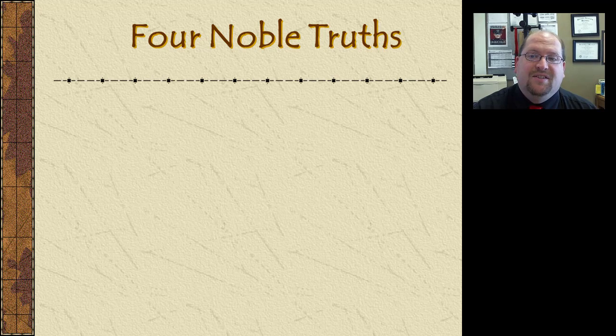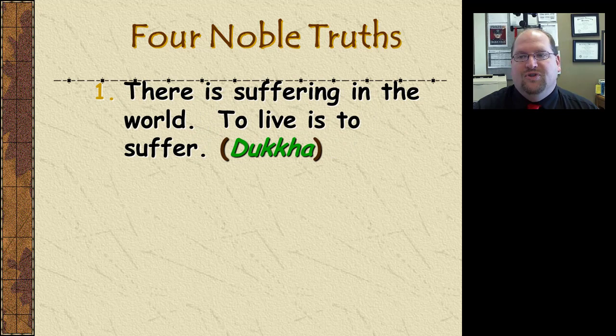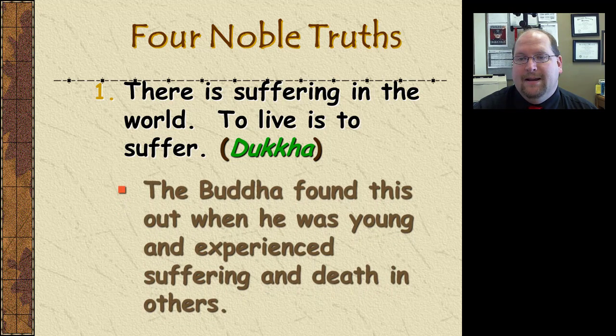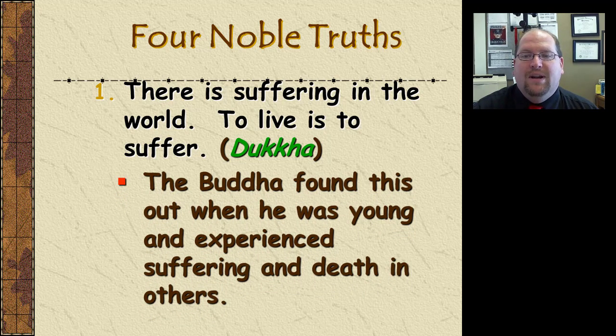In his studies, Siddhartha learned that there are four noble truths. The first truth is that there is suffering in the world. To live is to suffer. This belief is known as dukkha. The Buddha found this early on when he was young and experienced this suffering through the forms of death and other ways of looking at himself and how happy he was, which brought him to discover this first of the noble truths.